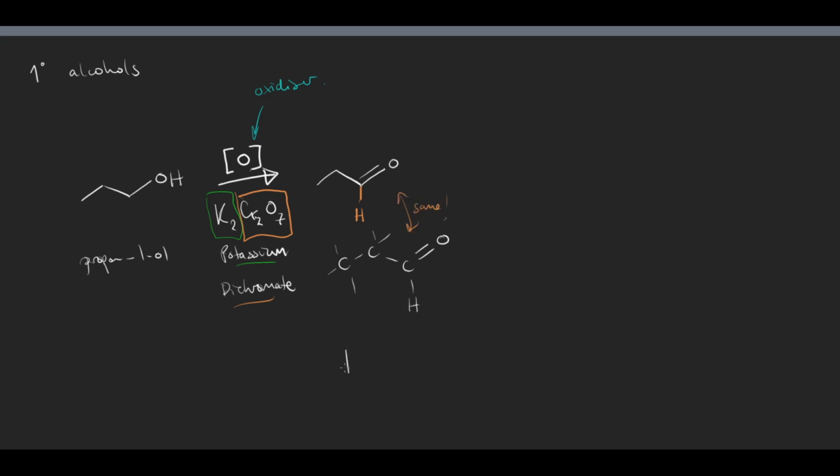And this is called prop, and be careful here, anal. Not propanol, that would be the alcohol. This is propanal. And you don't need a number because aldehydes always exist at the end of the chain.